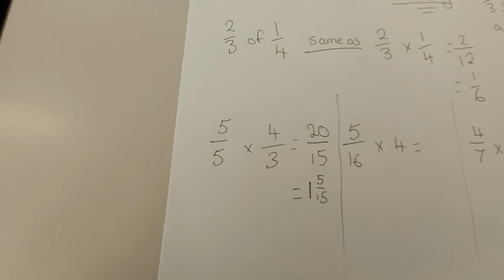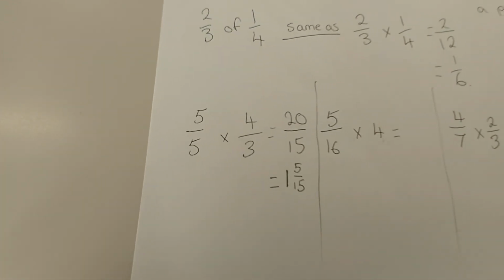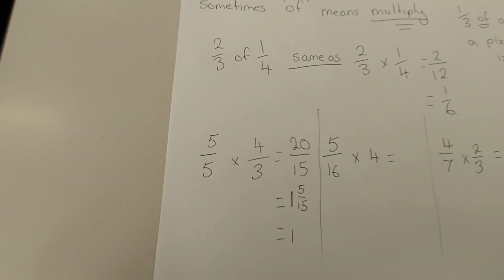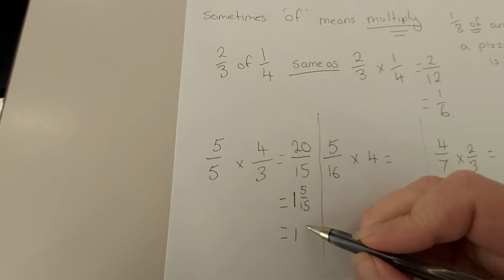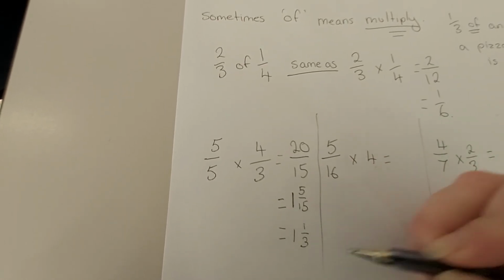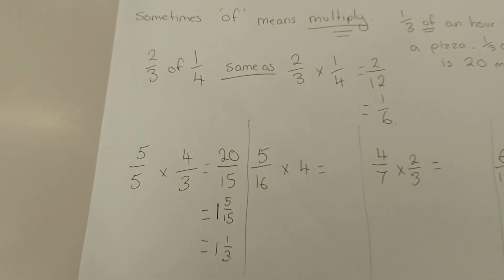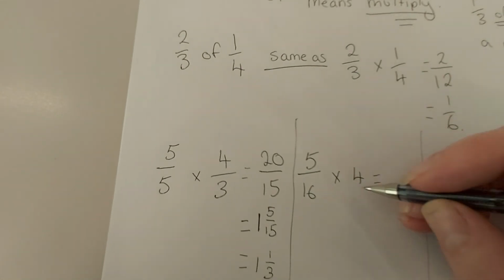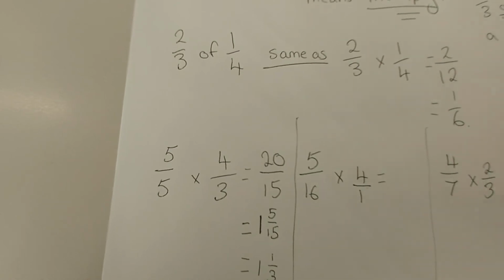And let's have a look there. Is there anything else we can do to that? Can we cancel it down any more? We definitely can. 5 goes into itself once and 5 goes into 15 3 times. So that's going to be the same as 1 and 1/3. Let's have a look at the next question. Some of you might like to just do this as is. Some of you might like to put in the over 1. Okay, and that's totally fine.